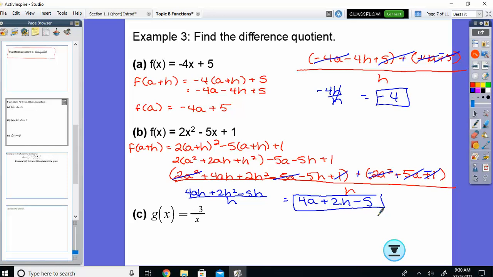How are we doing so far? Do you want to go ahead and do the last one and then stop here for today? Yes. Okay.